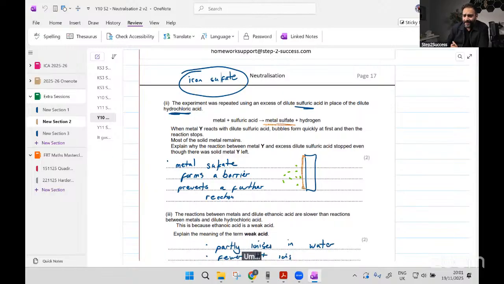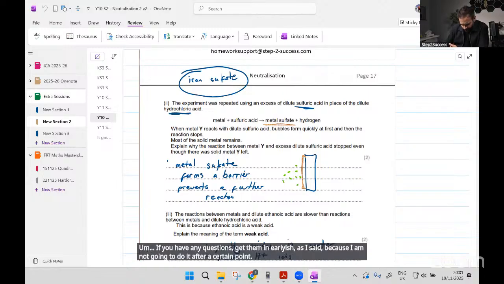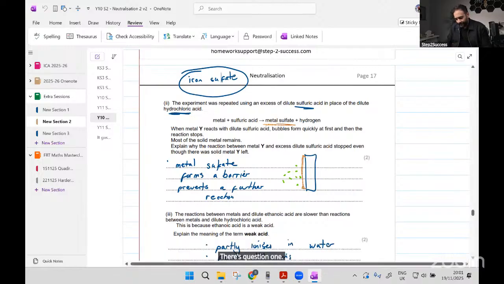If you have any questions, get them in early-ish, as I said, because I am not going to do any after a certain point. This question 1, part 2. I have written down the answer over here, because I did it last week.